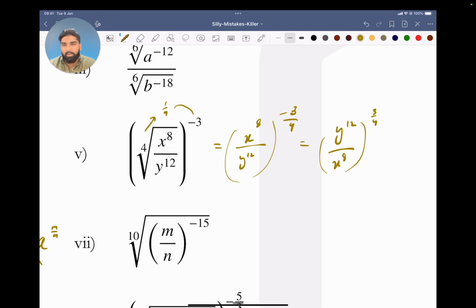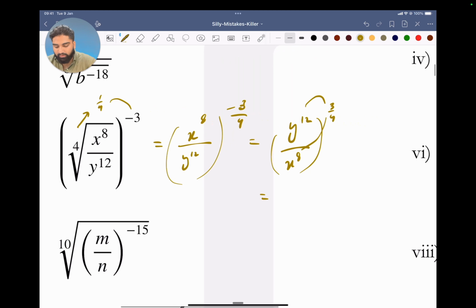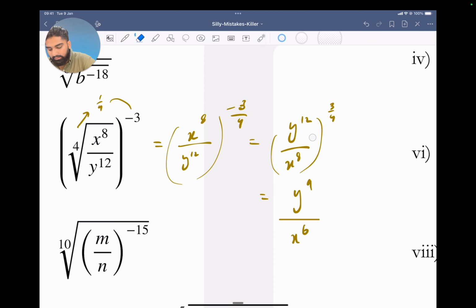And then it goes power on power. So you go this times this and this times that. And what that gives you is what's 12 times 3 over 4? That's 9. It's y to the power of 9. And then x to the power of 8 times 3 over 4 is x to the power of 6. Okay? So I just multiplied the fractions in my head and Bob's your uncle, right? Because 4 times this cancels out and you get 9.